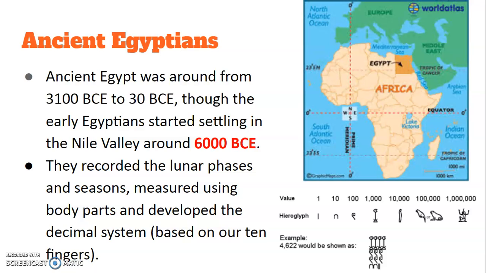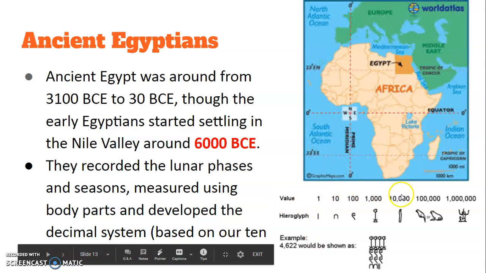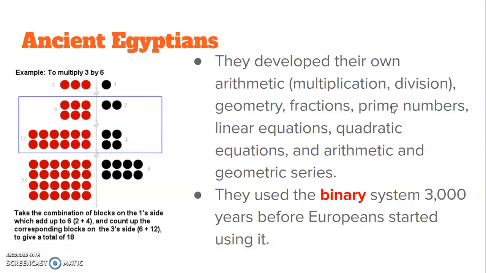They recorded things like the lunar phases, the moon phases, the seasons. They measured using their body parts, and they developed a number system, a decimal system, based on our 10 fingers. Okay, so that's what we call a base 10 decimal system. All right. Now, they developed their own arithmetic, like multiplication and division. They did geometry, fractions, prime numbers, linear equations, quadratic equations, and arithmetic and geometric series.